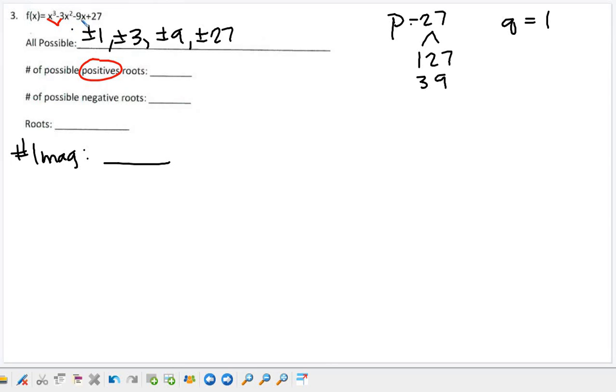So positive to negative, negative to positive, so 2 or 0. Negative, we have to sub in the negative. So remember, odds change, evens stay the same. So a positive x cubed becomes a negative x cubed. The x squared keeps the same sign, so it stays negative. Negative 9x flips signs, and the constant always stays the same.